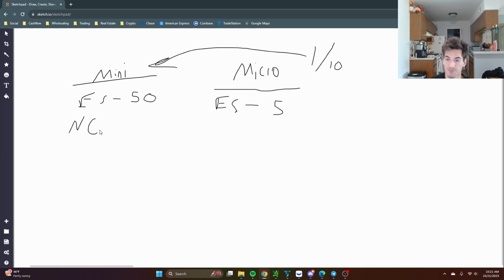And then for NQ, it would be $20 a point. And since for the micro it is a tenth, it would be $2 a point. So that is how the point system works in futures trading. Now let's get into, if you have a $10,000, $5,000, $20,000 account, how much would you want to risk and how many contracts would you need to fulfill that risk and not be over leveraged and possibly blow up your account. So let's get into that.